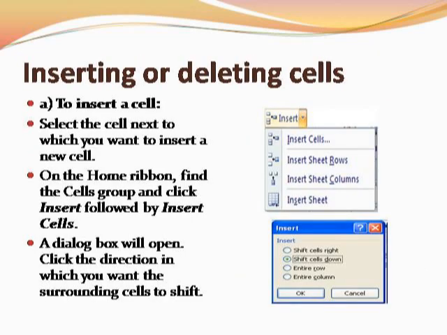Now if you want to insert or delete a cell, you have to follow these steps. To insert a cell, select the cell next to which you want to insert a new cell. Go to the home ribbon, select the cell group, click insert and then insert cell. A dialog box will open where you can choose where you want to insert the cell and then click OK. By that way, your new cell will be inserted.